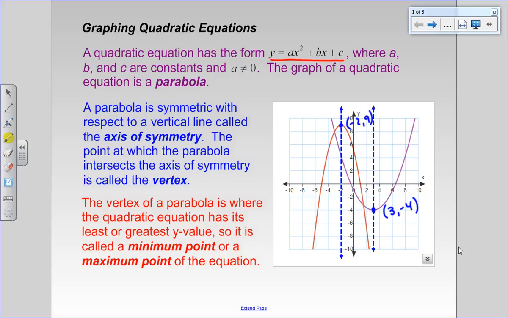Now the vertex of a parabola is where the quadratic equation has either its least or its greatest y value. So it is sometimes called a minimum point or a maximum point of the equation. We can see that a parabola that opens upward, such as the purple one, has a minimum point, and a parabola that opens downward, such as the red one, has a maximum point.